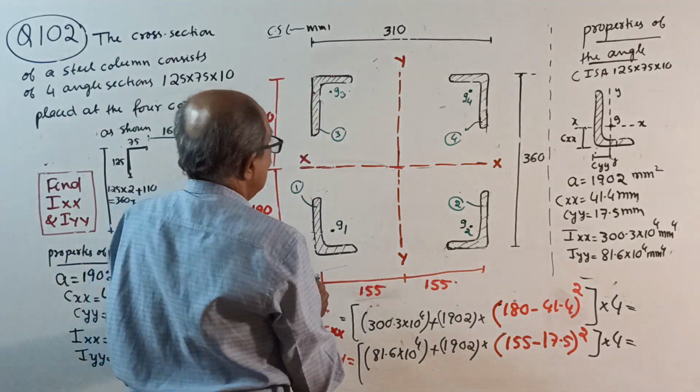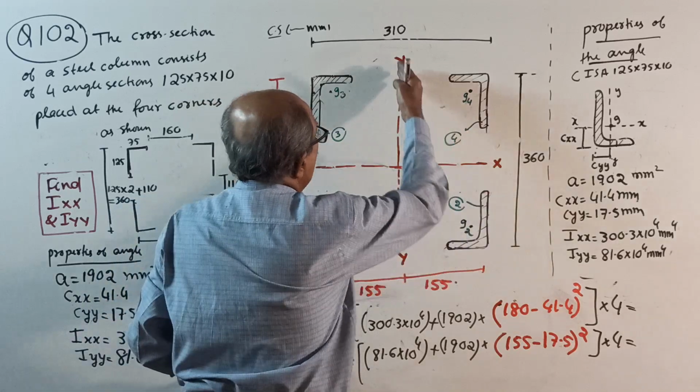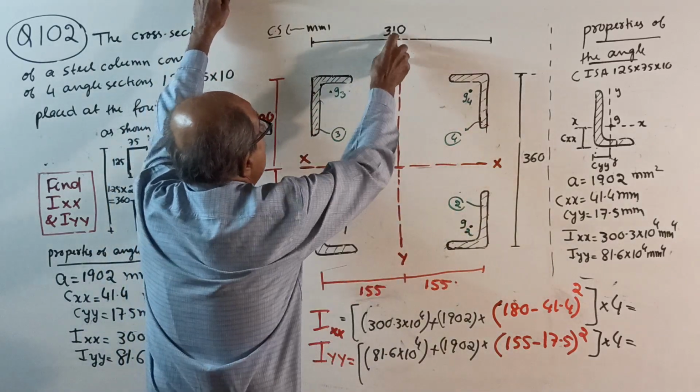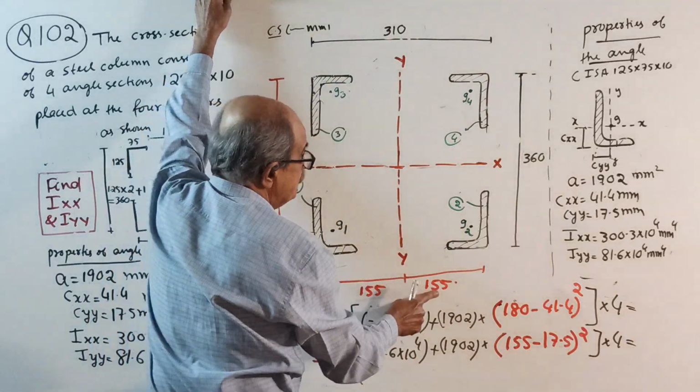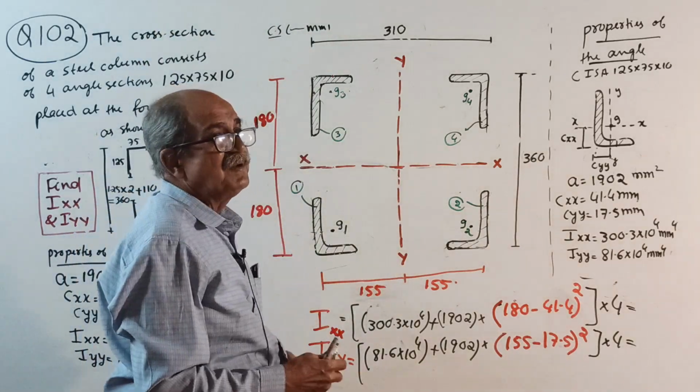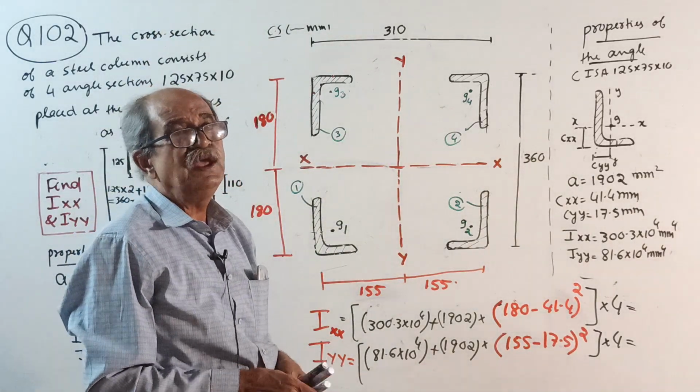Now, XX axis here, YY here. Fully symmetrical. So YY will be 310 means 310 by 2, 310 by 2. 360 means 180 by 2, 180 by 2. But this time remember, IXX is not equal to IYY.